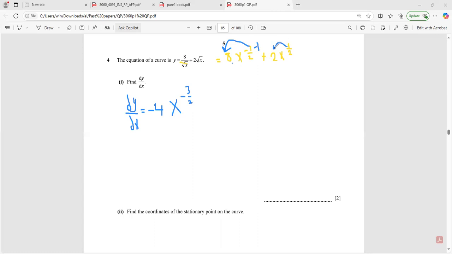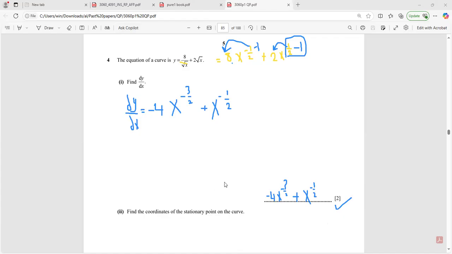And here again, the half multiplied by the 2 is equal to 1, we're not going to write it, plus x to the power minus 1, and here half minus 1, which equals negative half. And now it's done. Okay, so negative 4 x to the power of negative 3 over 2 plus here x to the power of negative half. Done. Let's see the next.